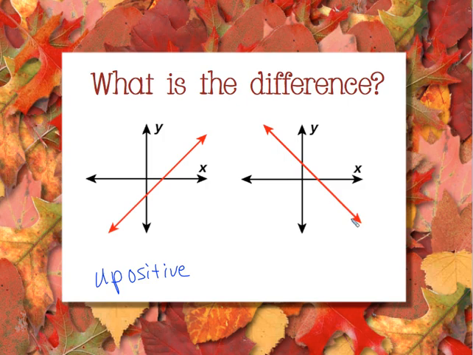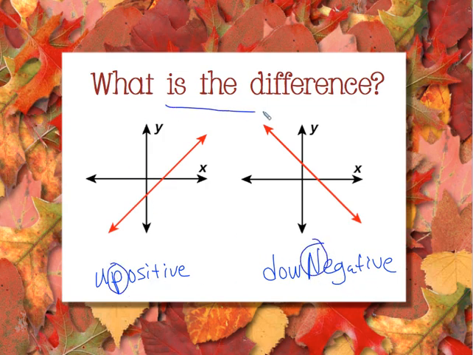If it's going down, and we always read from left to right, then it's negative. And I'm just writing it like this because that's how I remember it. Up ends with a P, so it's positive. Down ends with an N, so it's negative. And you read it like a book from left to right.